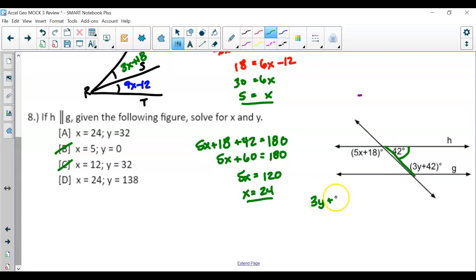So 3y plus 42 plus the 42 degrees is also equal to 180. So 3y plus 84 is equal to 180 here. Now we're solving a two-step. So 3y is equal to, well, that's subtracting, you get 96. And when you divide, you get 32. That's why the answer here was A.